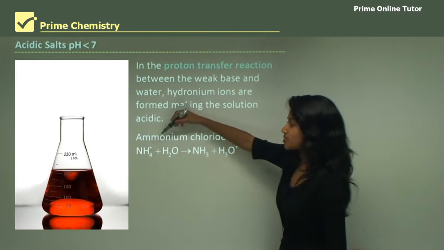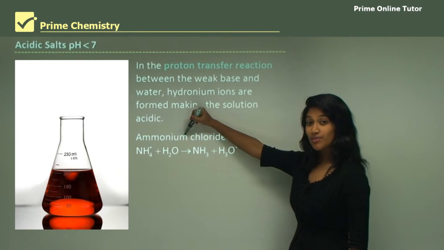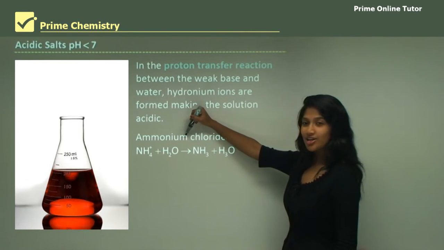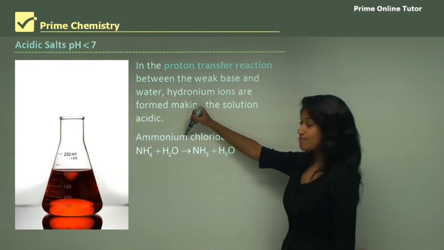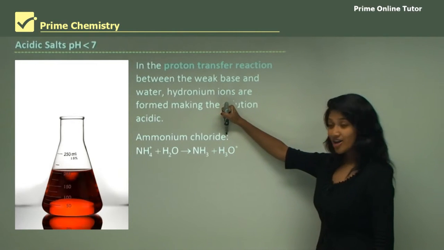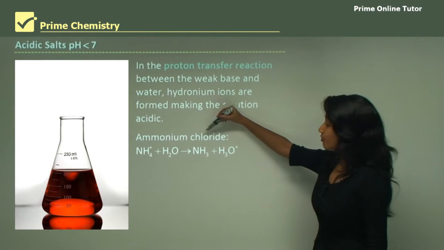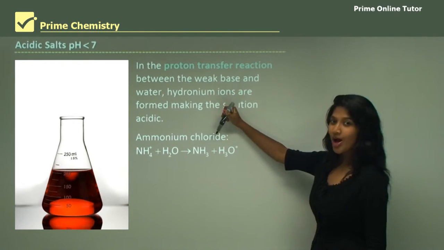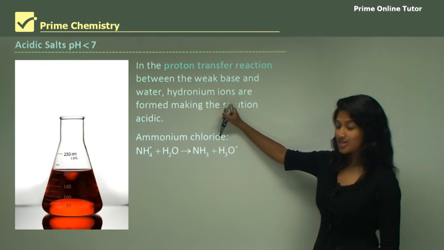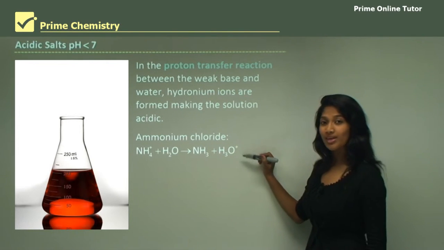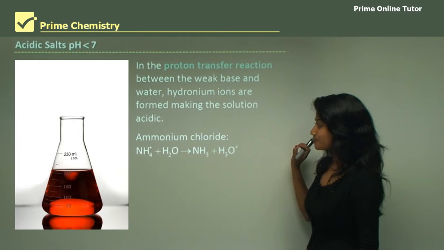And just look at this, we have ammonium coming from ammonium hydroxide. Ammonium hydroxide is a weak base, but we have hydrochloric acid giving us a chloride ion. So hydrochloric acid is a strong acid, that's why it's forming an acidic salt.